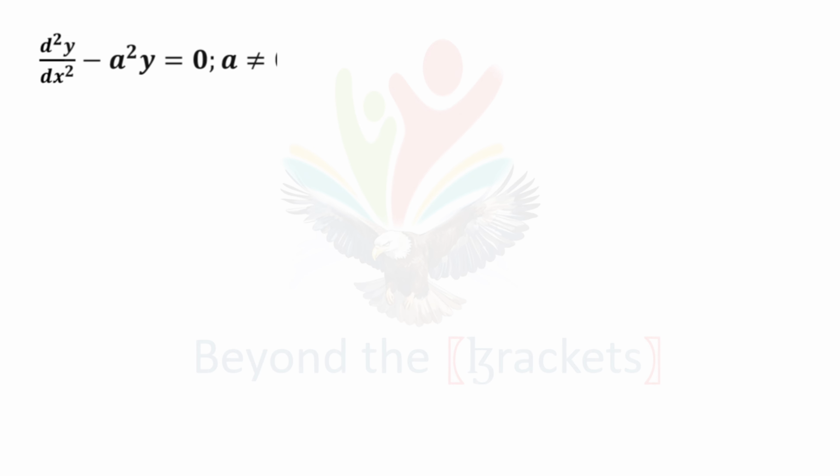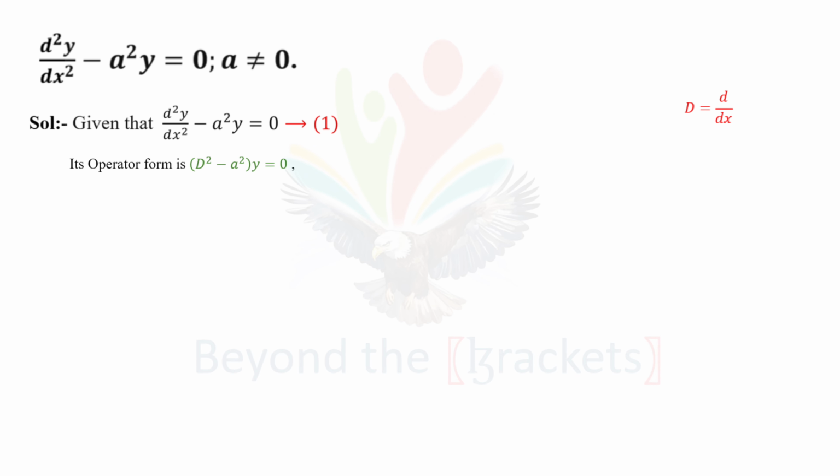Here is the first problem. Let's call this equation 1. Writing it in operator form, we replace d by dx with capital D. Then the equation becomes (D square minus a square) y is equal to 0.